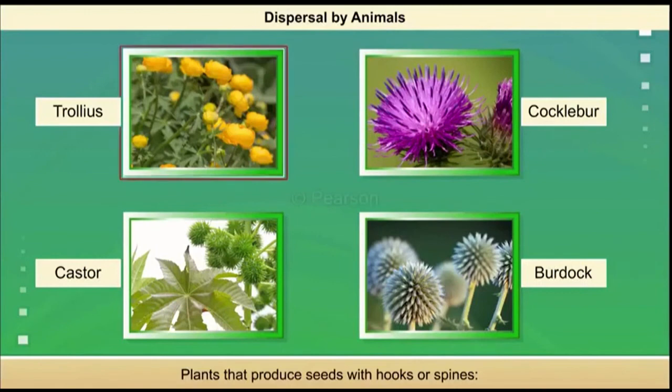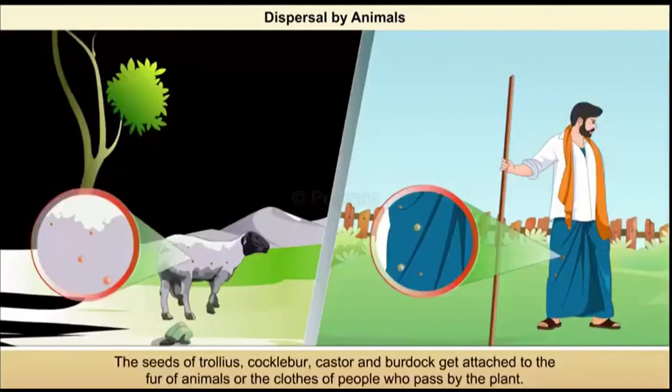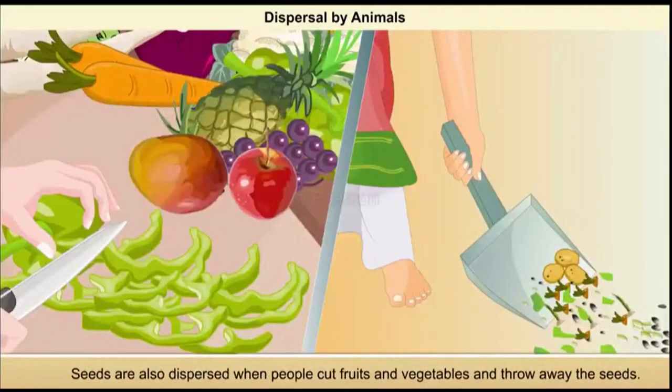Plants such as trollius, cocklebur, castor, and burdock produce seeds which have hooks or spines. These seeds get attached to the fur of animals or the clothes of people who pass by the plant. This way, the seeds are carried and deposited in different places. When people cut fruits and vegetables and throw away the seeds, they aid in seed dispersal too.